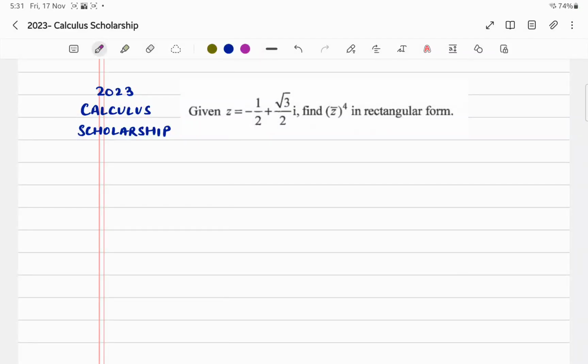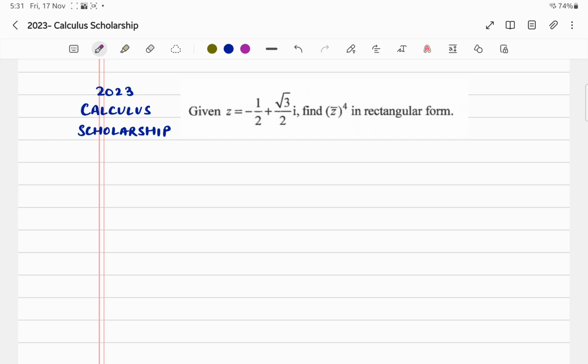Hi guys, so let's solve this 2023 scholarship question. I've solved a couple before, but this is the third one I'm solving. There are so many different ways of solving this one particular question, and I'm going to use the binomial theorem. But you can change it into polar form and solve it that way. I'm just going to do it the way I find easier.